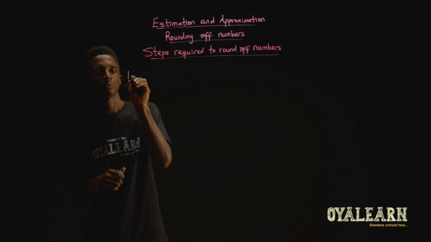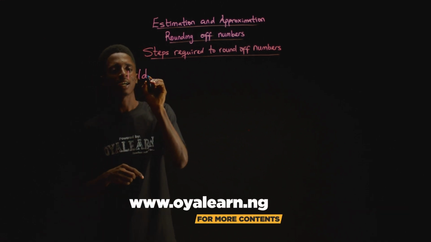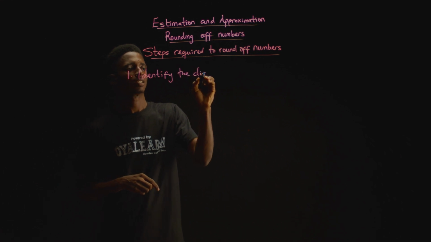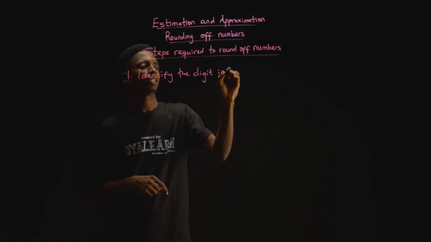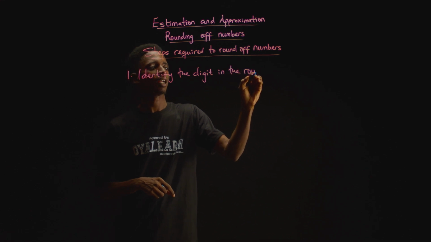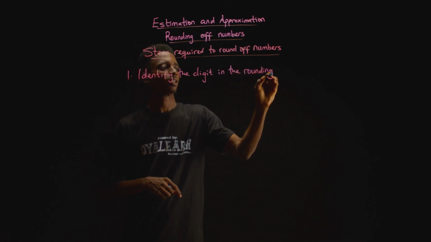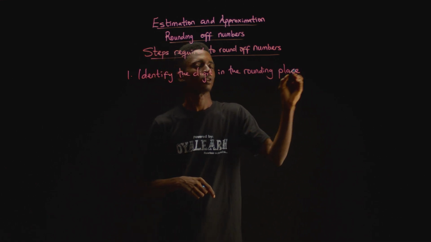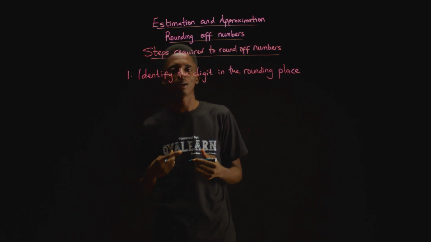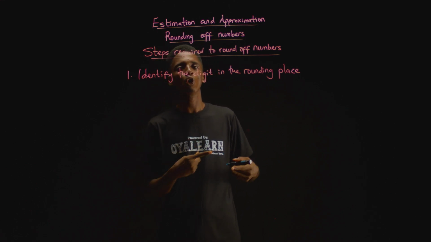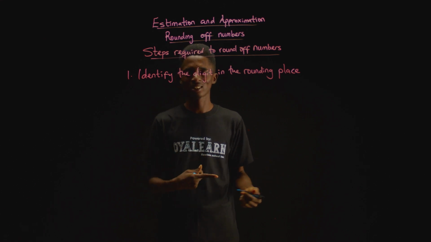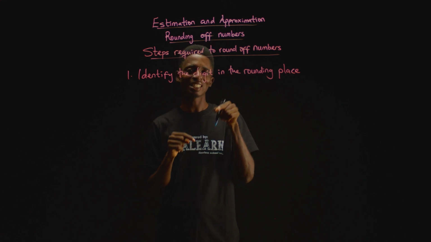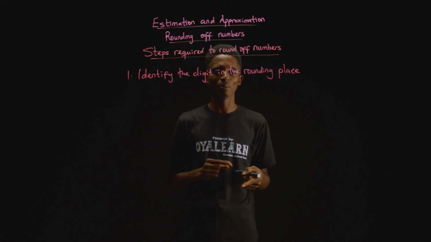Step 1. You identify the digit in the rounding place. So that is, if you're asked to round off a number, for example, to the nearest whole number, or to the nearest tens, or to the nearest 100, you identify the digit that lies in that place value that you are rounding the number to.